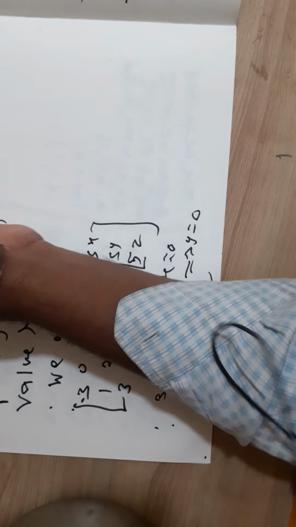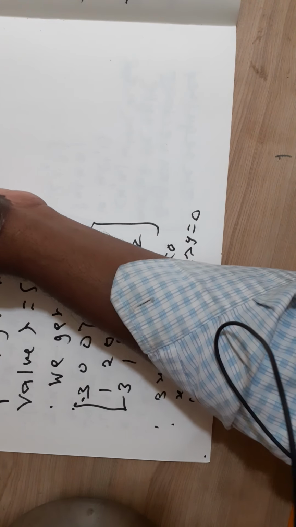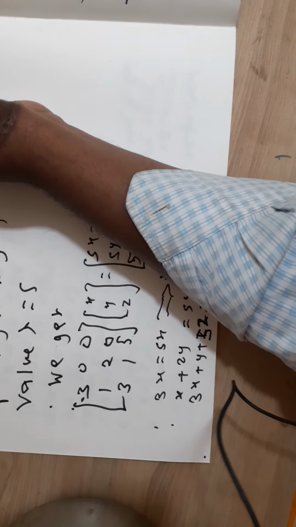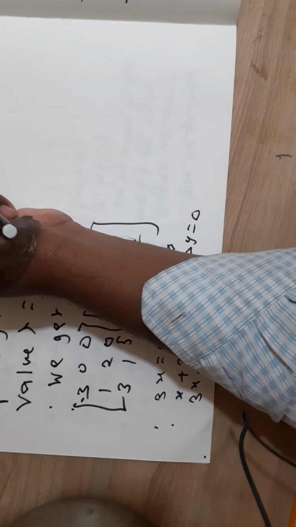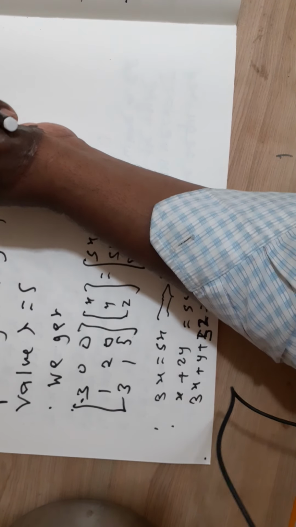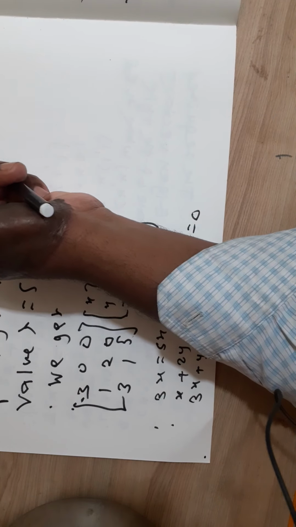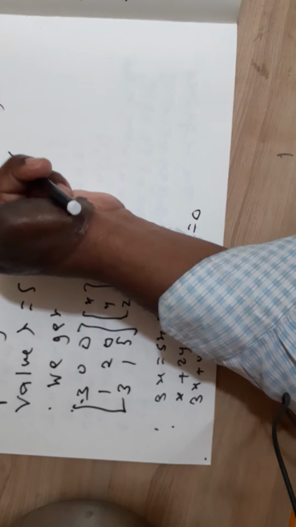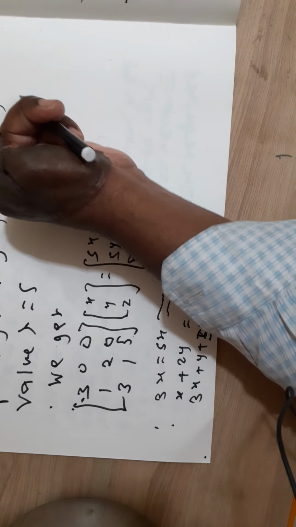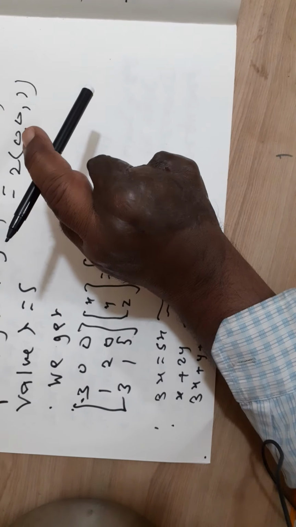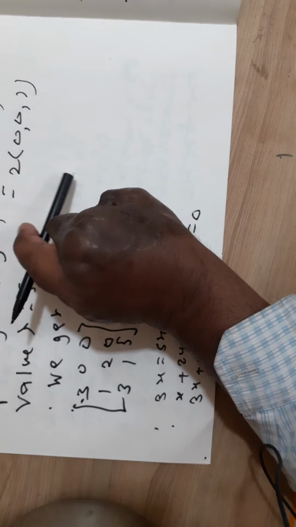Therefore the eigenvectors are of the type 0, 0, z, that is z into 0, 0, 1. These are the types of the eigenvector. When z is equal to 1, we get 0, 0, 1 as the eigenvector corresponding to eigenvalue lambda is equal to 5.